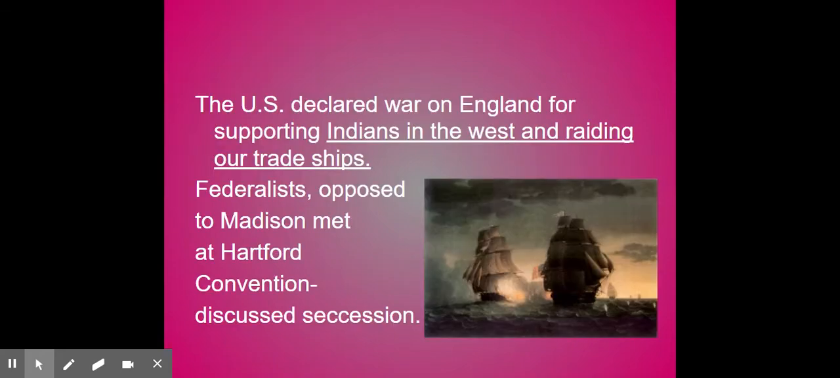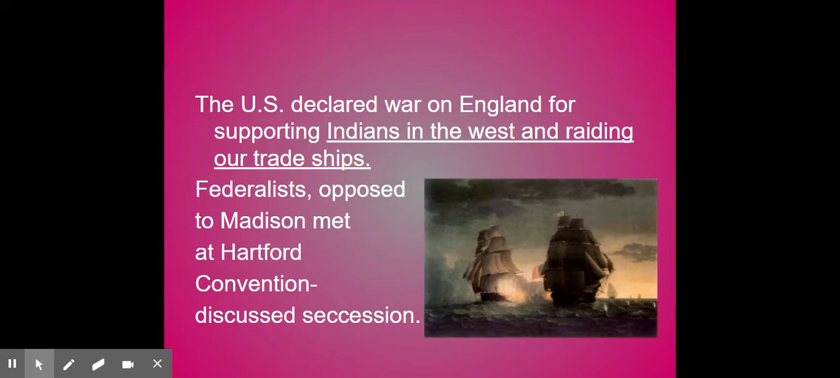Now, the whole reason we declare war is because England has been supporting Indians in the West in their uprising against us. They are raiding our trade ships and impressing our sailors to fight with them against Napoleon. And we don't like that. And we've tried to stop them with embargoes and everything, but the British are just not paying attention. And Madison is finally tired of it, and he has declared war on Britain.